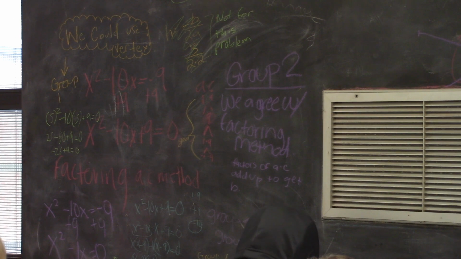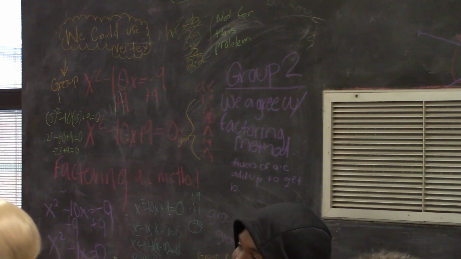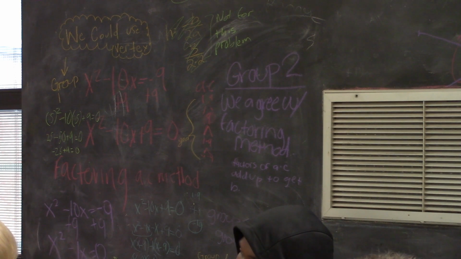Let's get back to the math. Okay, so let's say we're saying that A and C added to B, and that the AC method of factoring is the most efficient. Okay, let's move on to number 4.